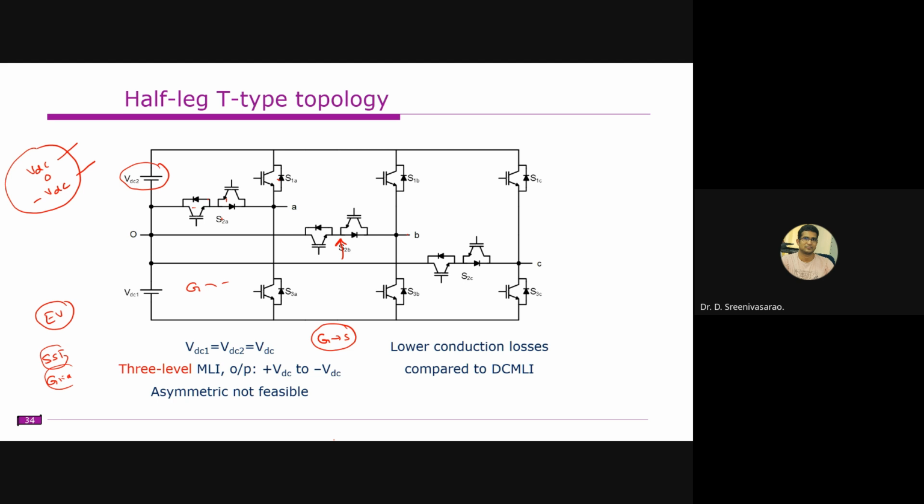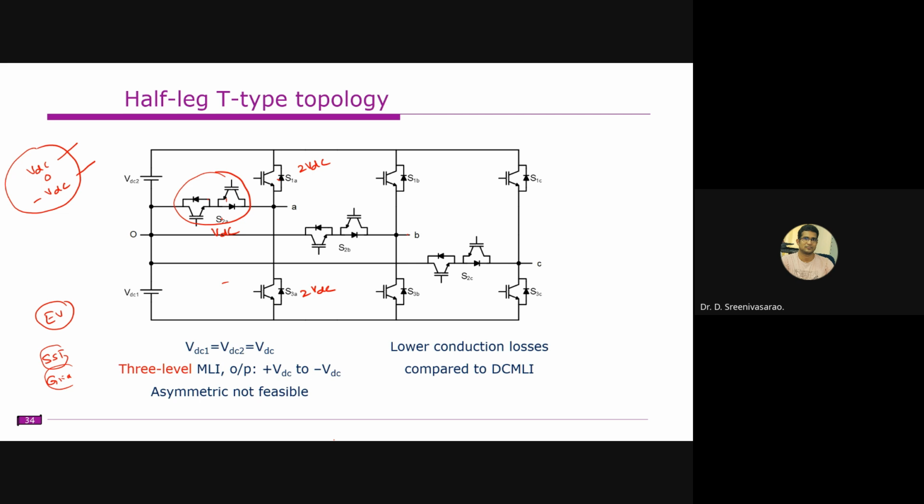Another main thing we need to consider is these main switches. For example, when this switch is on and this switch is off, this is supposed to block the two DC source voltages. That means this switch is supposed to block 2 VDC, and this is also supposed to block 2 VDC. So this entire single switch is supposed to block VDC.